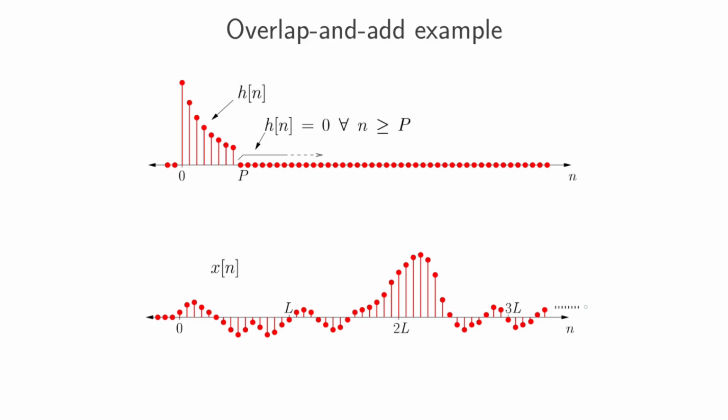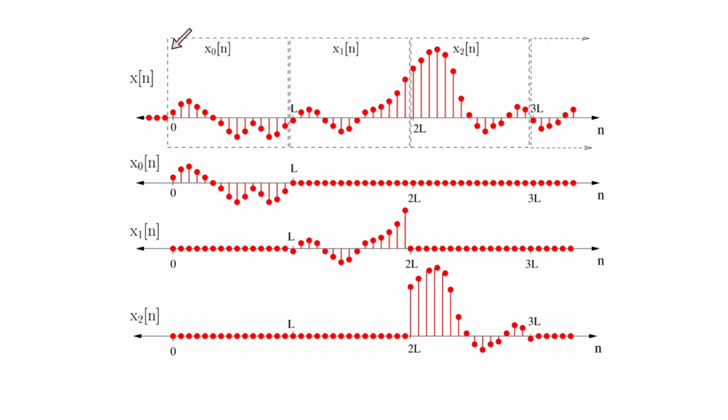Okay, let's actually look at a real example. Here we've got some input to a system. The input, we're pretending for now, goes on forever and ever. Here we have the impulse response of the system. The impulse response is finite, so this is a finite impulse response system. Okay, and what we're going to do is use overlap and add. So I've broken it up into windows. This is window 0, this is window 1, this is window 2.